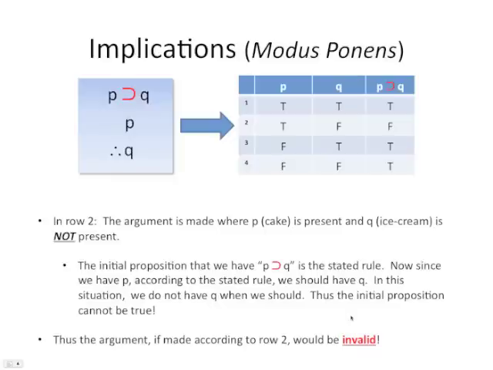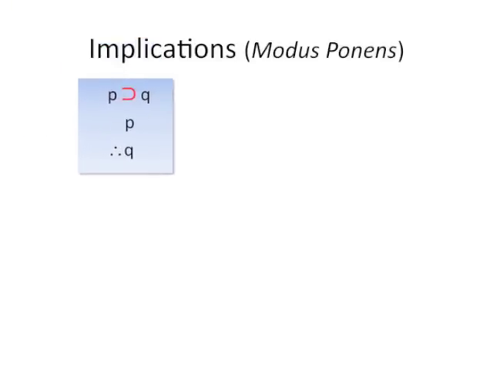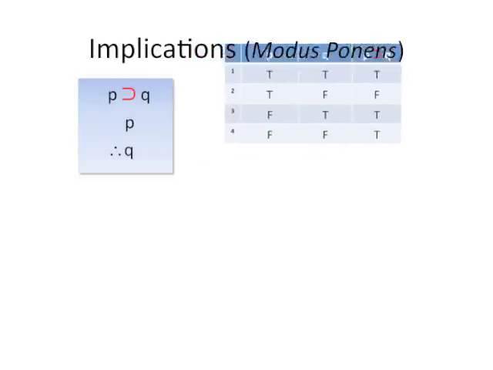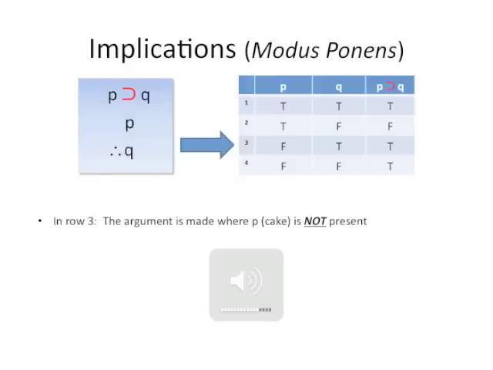All right, so let's go back through to row 3 now. Here's where things get a little funny, but if you think about it, it's not quite so bad as you think. Now the argument here is made where P, the cake, is not actually present, but in this case Q, the ice cream, actually is present. Now you go, that's kind of funny, right? That we could actually say that if P then Q is actually truthful, if we don't start off with cake.